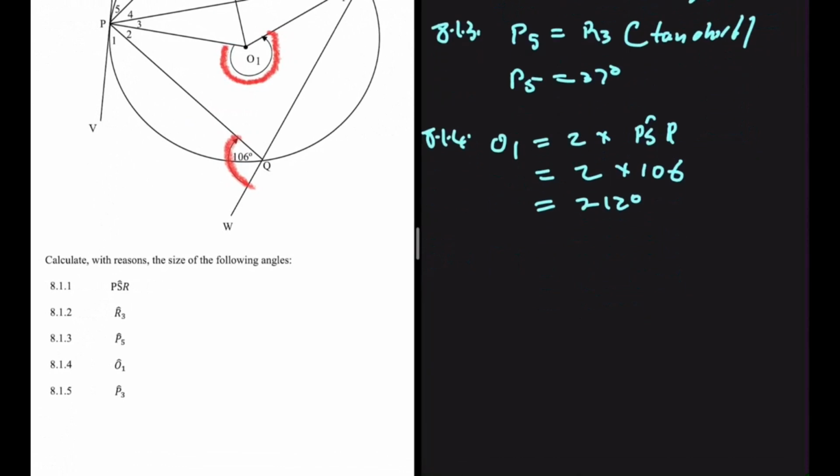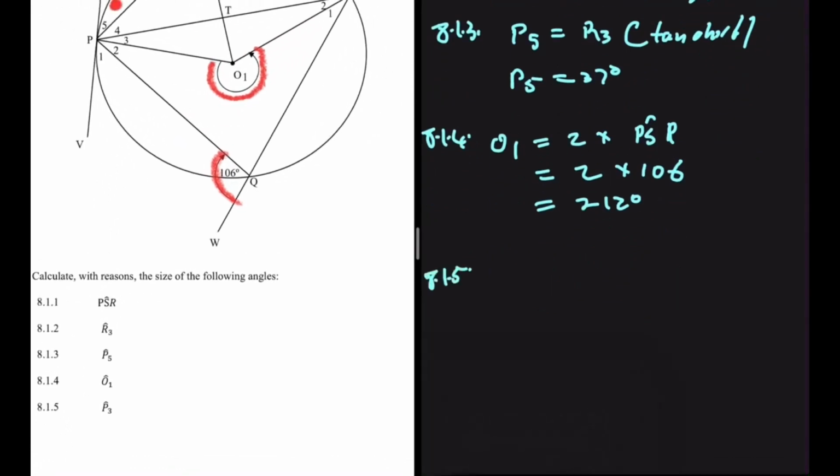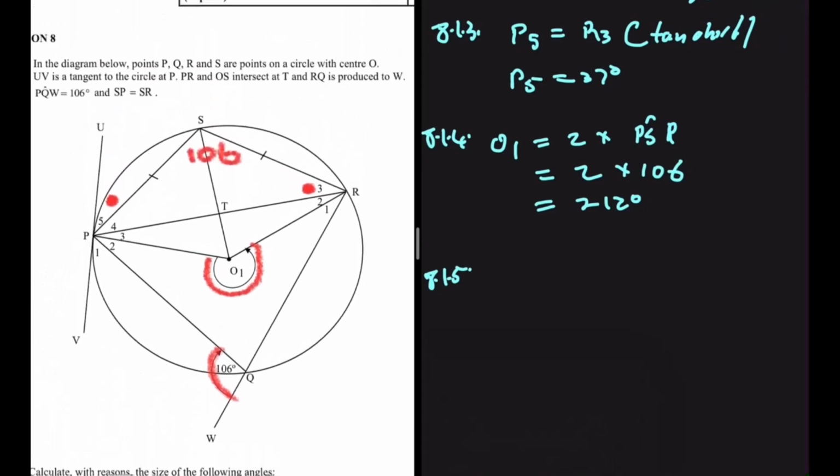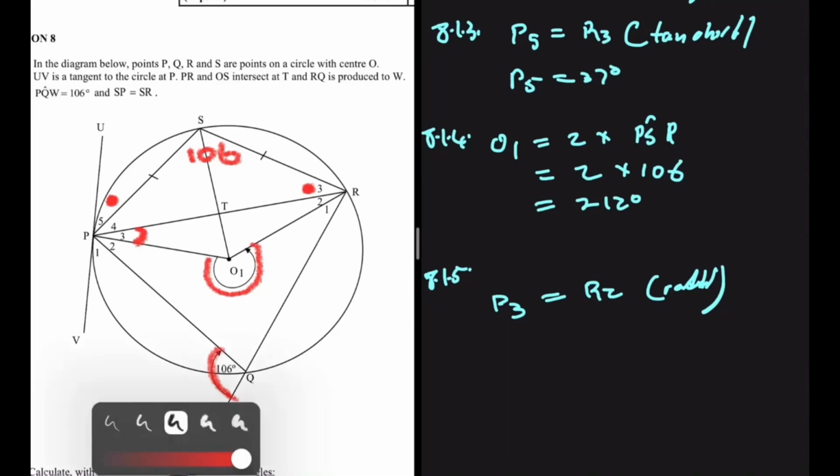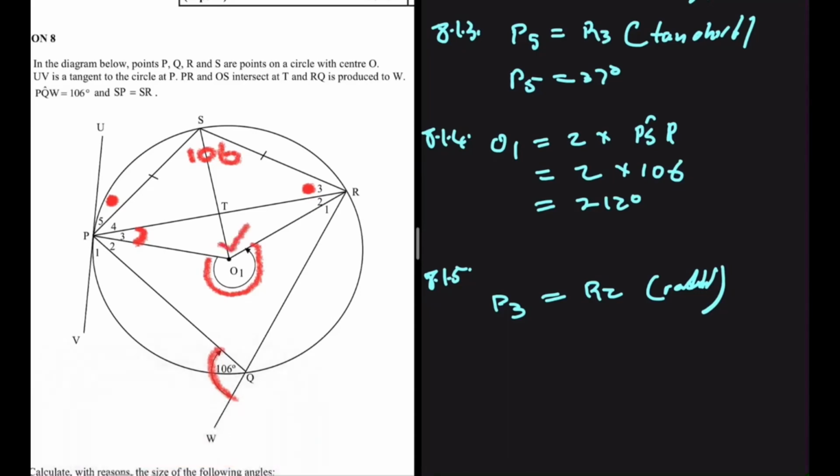Let's look at 8.1.5. We're looking for the size of angle P3. That should be easy to compute. Why am I saying that? P3 is equal to R2 because they are all radii, right? And if we have the size of angle O1, then we have the size of this angle POR.